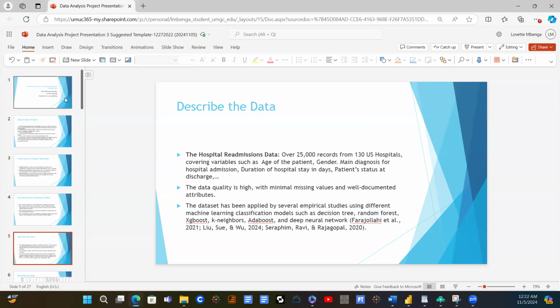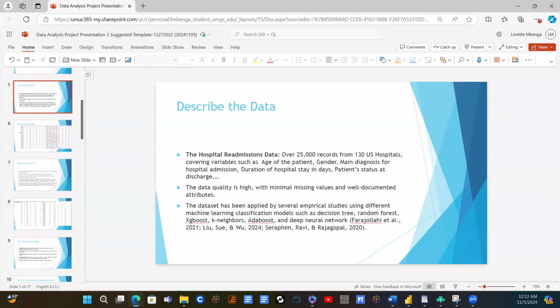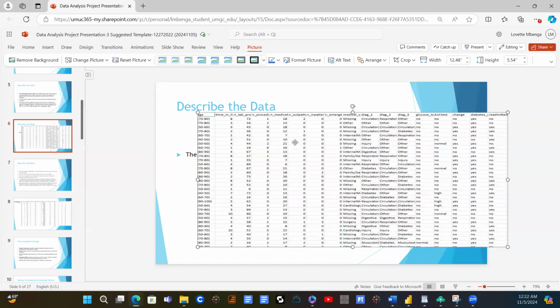On our next slide, we'll be describing the data. My data was gotten from Kaggle, where I used two data sets. The first is the hospital readmission data set, which is made up of 25,000 records from 130 US hospitals, which have columns such as age, gender, diagnosis, hospital readmission duration, patient status, and discharge, and this data has no missing value. These are the columns you can see right here.